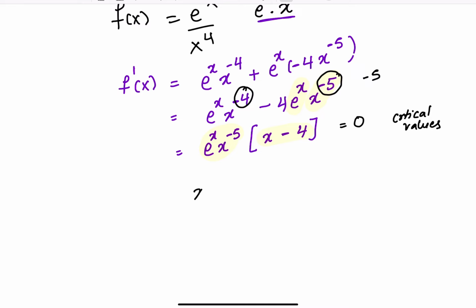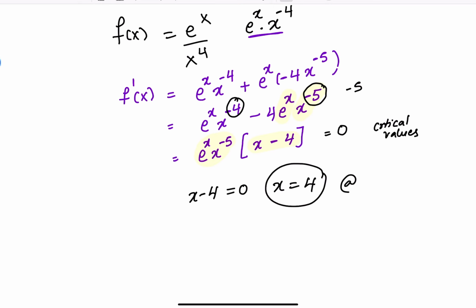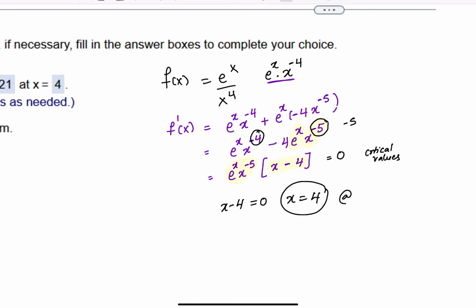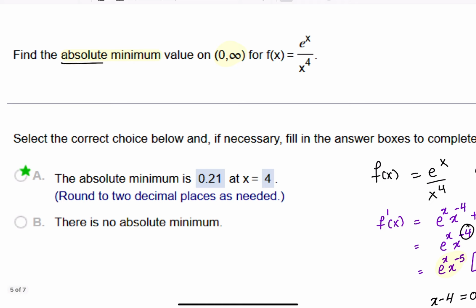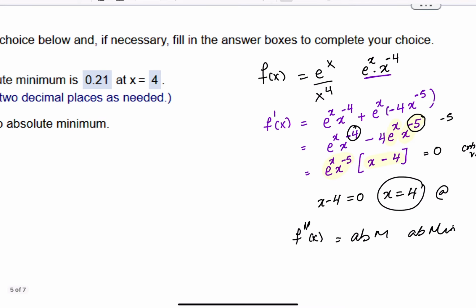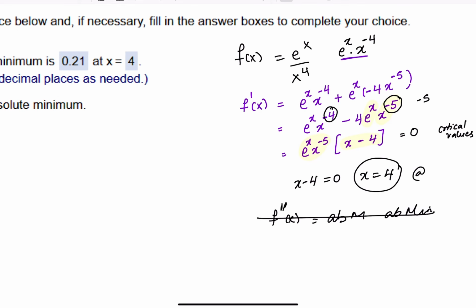That means x minus 4 is 0, so x is equal to 4. So my critical values are at x is equal to 4. Now what do I do? I don't have to find my second derivative here, because I don't have to think about whether it's an absolute maximum or absolute minimum, since they already told me to find the absolute minimum. So when they specify find the absolute maximum or minimum, save yourself some time and don't worry about your second derivative.